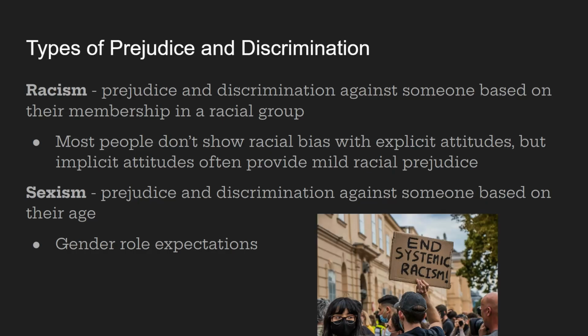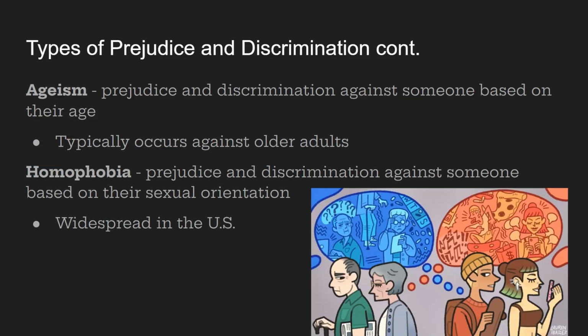And then sexism is prejudice and discrimination against someone based on their sex. So gender role expectations are an example of that. Ageism is another type, and it's prejudice and discrimination against someone based on their age. This typically occurs against older adults, but it can also happen against younger people. And then homophobia, which is prejudice and discrimination against someone based on their sexual orientation. And this one is arguably most widespread, and a lot of people still share those values.